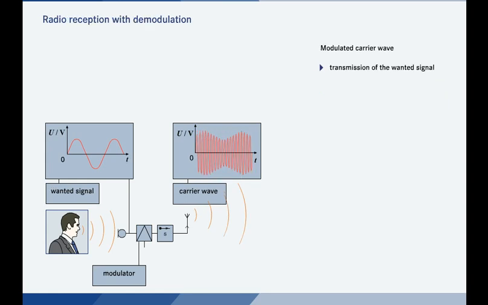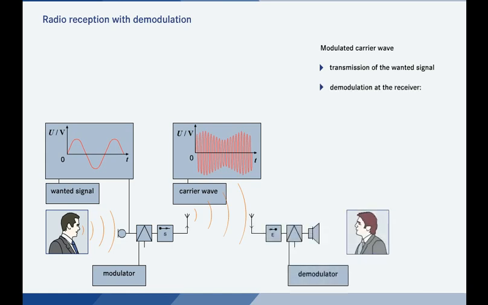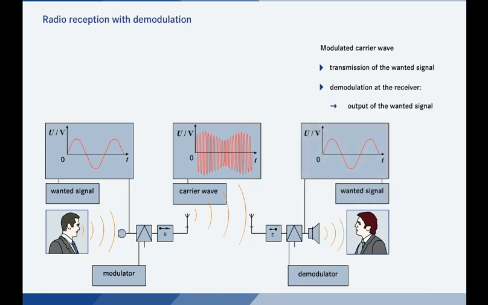The modulated carrier wave of a radio transmitter carries the wanted signal to the receiver. The received high-frequency signal is demodulated. In this way, the low-frequency wanted signal is reconstructed for output.